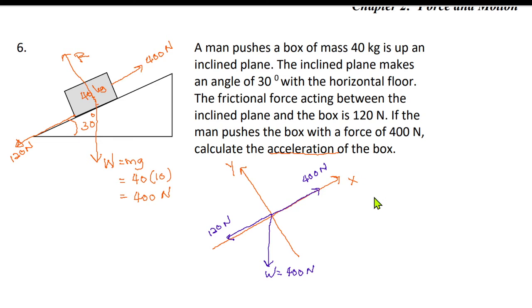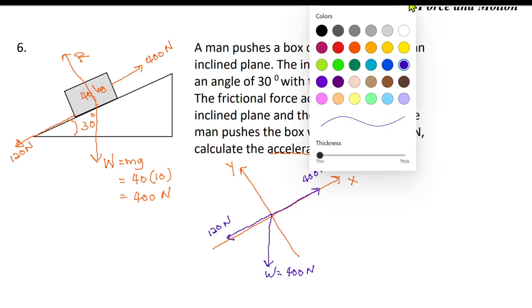Okay, so the angle here is 30 degrees. The 120 Newton and 400 Newton forces are already on my horizontal plane, but my W is not, right? So this W, I can resolve it into my X and my Y axis. Correct? So let us do that.